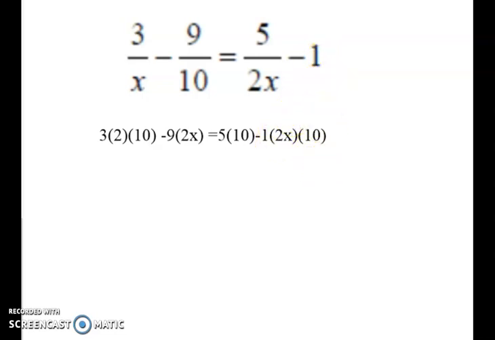So if I expand safely, first one is 60 minus 18x. That is equal to 50 minus 20x. I bring my x's to the same side, so I add 20x here, add 20x here, so I'll have 2x. And then subtract 60, 50 minus 60 is minus 10. Now I divide by 2 on this side, divide by 2 on this side. I'm left with x is equal to negative 5.